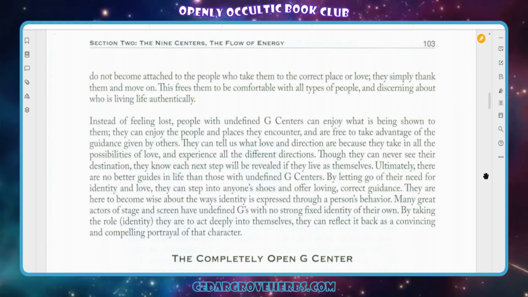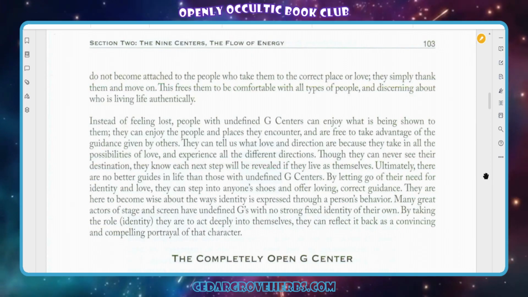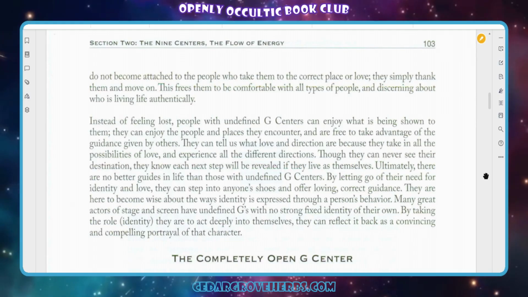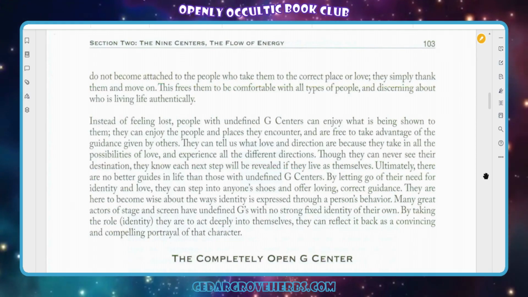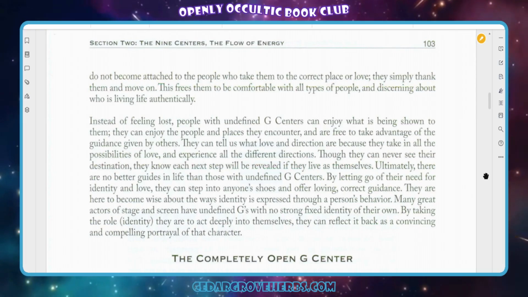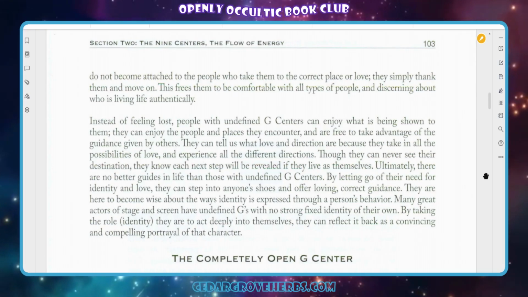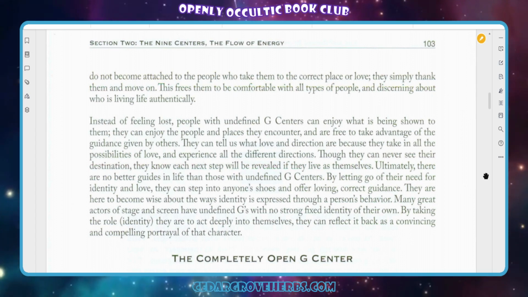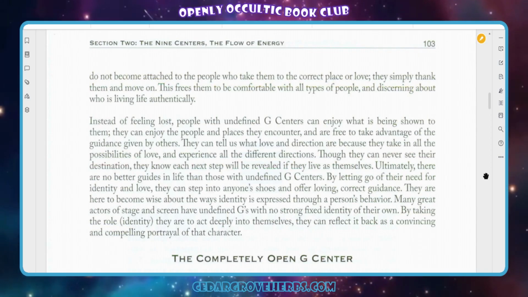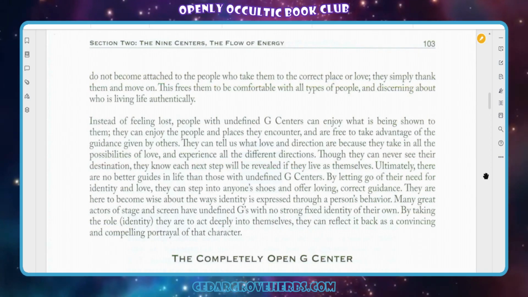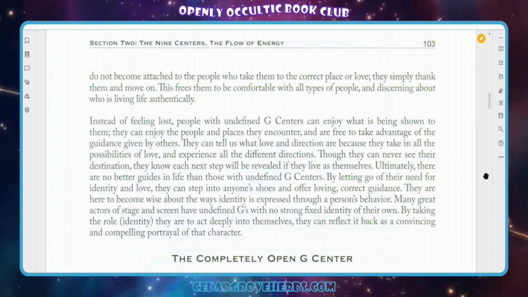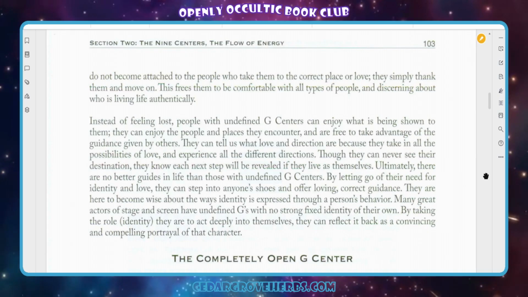Instead of feeling lost, people with undefined G centers can enjoy what's being shown to them. They can enjoy the people and places they encounter and are free to take advantage of the guidance given by others. They can tell us what love and direction are because they can take in all the possibilities of love and experience all the different directions. Though they can never see their destination, they know each next step will be revealed if they live as themselves. Ultimately, there are no better guides in life than those with undefined G centers.